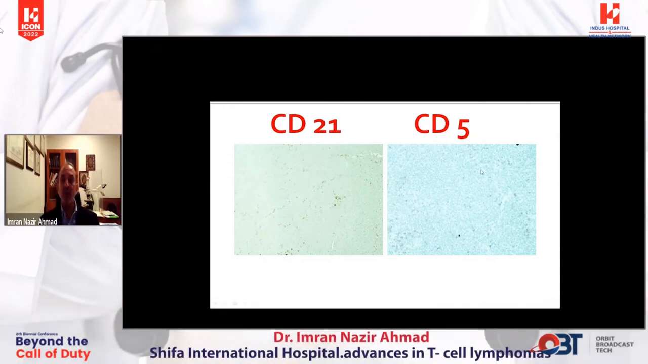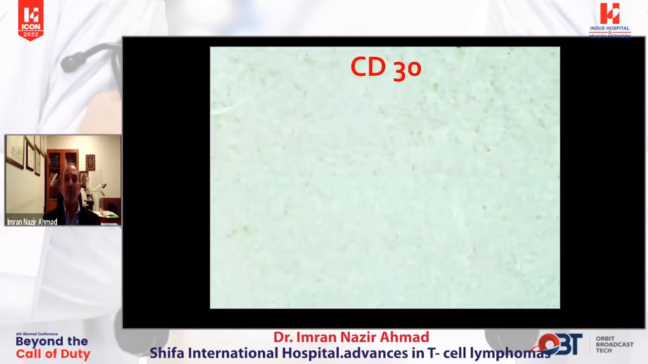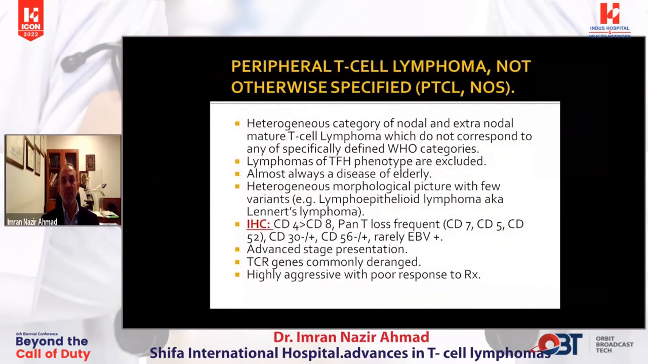Then CD5: loss of CD5 in a T cell lymphoma is evidence of malignancy. CD5 is a pan T marker, which is lost in this case. Anaplastic large cell lymphomas can have different types of morphological appearances, but in our case, CD30 is negative, which should be positive in ALCLs. So this would be diagnosed, after excluding all those definitive entities, as peripheral T cell lymphoma, not otherwise specified. It's a heterogeneous category of nodal and extranodal mature T cell lymphomas which don't correspond to any of the specifically defined WHO categories.